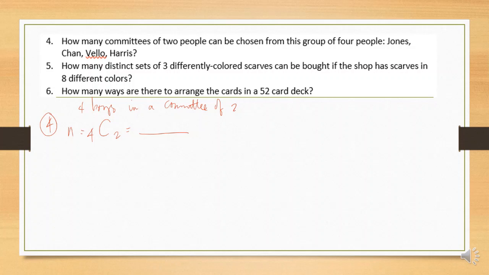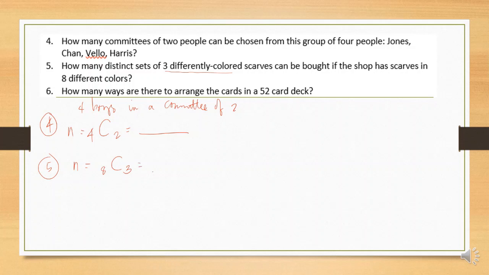Walang ibang solutions, kundi use your calculator para mas madali. Okay? For number 5, how many distinct sets of 3 differently colored scarves can be bought if the shop has scarves in 8 different colors? So, kung 8 yung mga scarves na naka-display at pipili ka ng 3, it's the same with number 4, no? It doesn't matter kung sino ang mauna mong mapili, basta 3 palagi ang iyong pipiliin. So, ang ating answer dito is 8 combination 3.